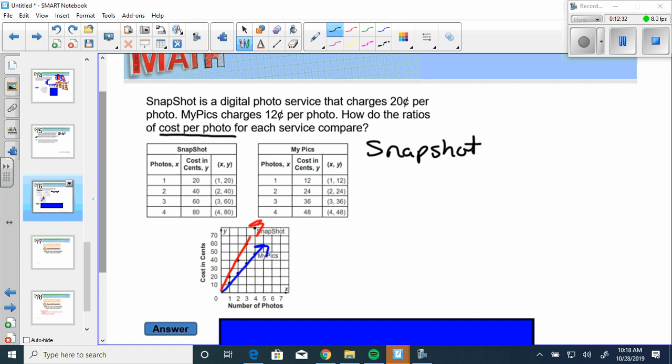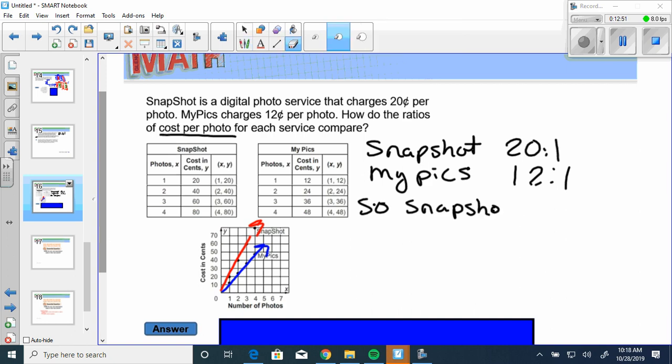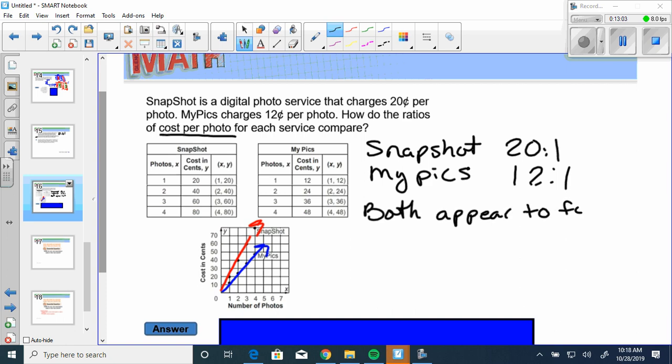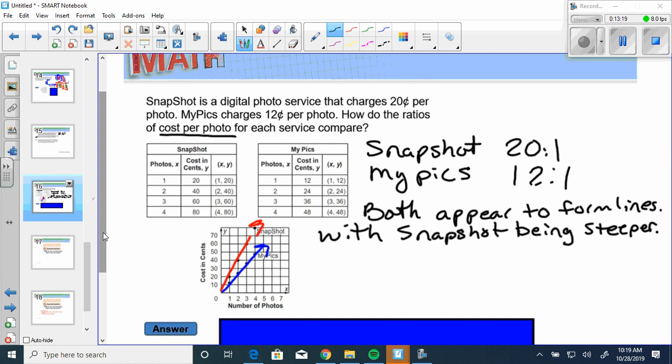How do the ratios of cost per photo compare? So cost is 20 to 1 for Snapshot. MyPix is 12 to 1. Both appear to form lines with Snapshot being steeper. And you can also say that Snapshot is going to be more expensive. So you can see as it gets more and more photos, it costs more and more.